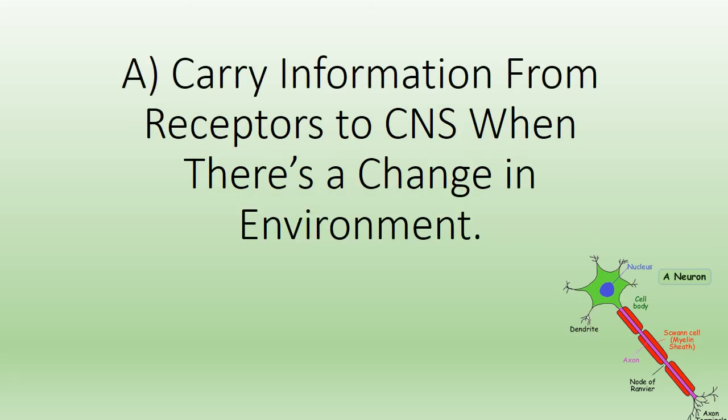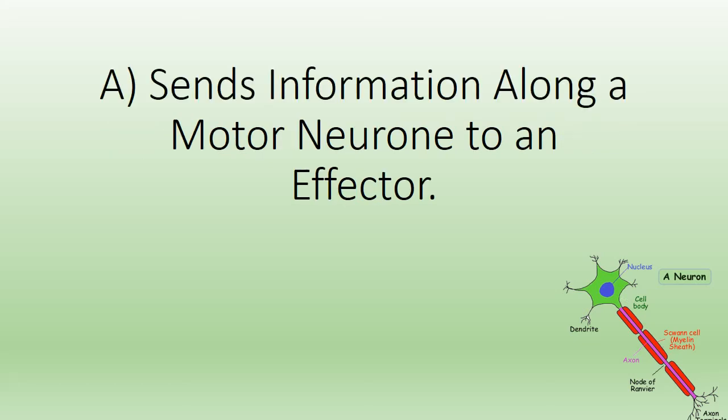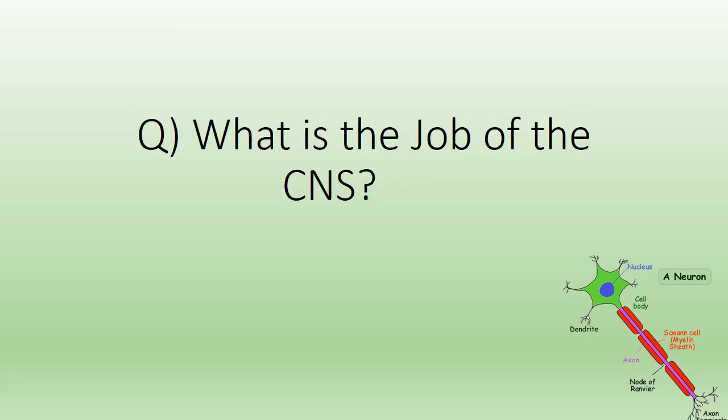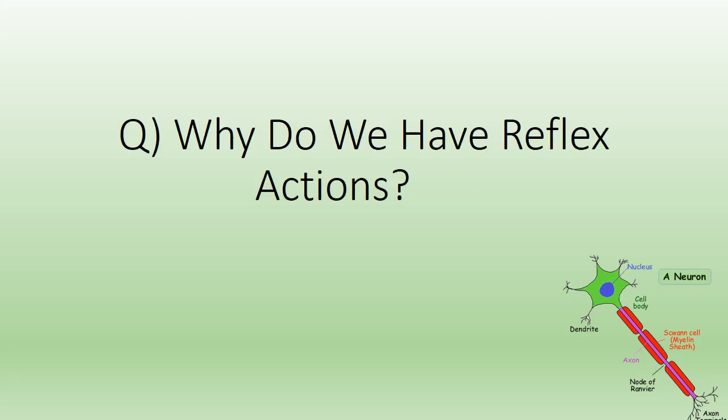Carry information from receptors to the central nervous system when there's a change in environment. What does the central nervous system then do? Sends information along a motor neuron to an effector. What is the job of the central nervous system? To coordinate the information.